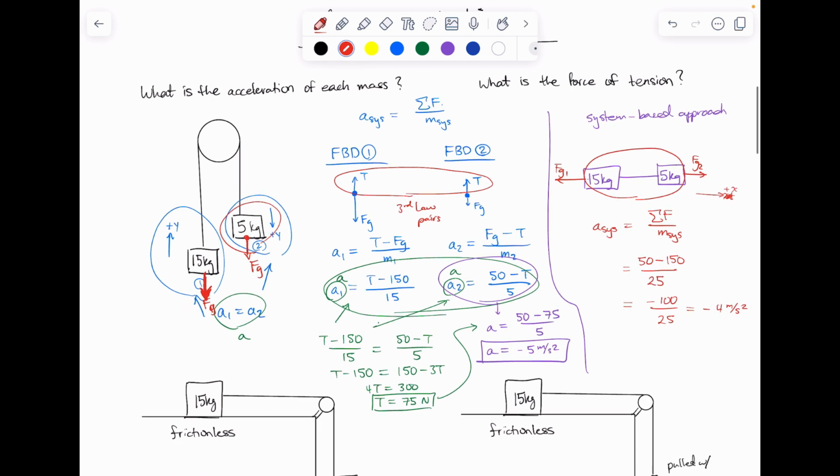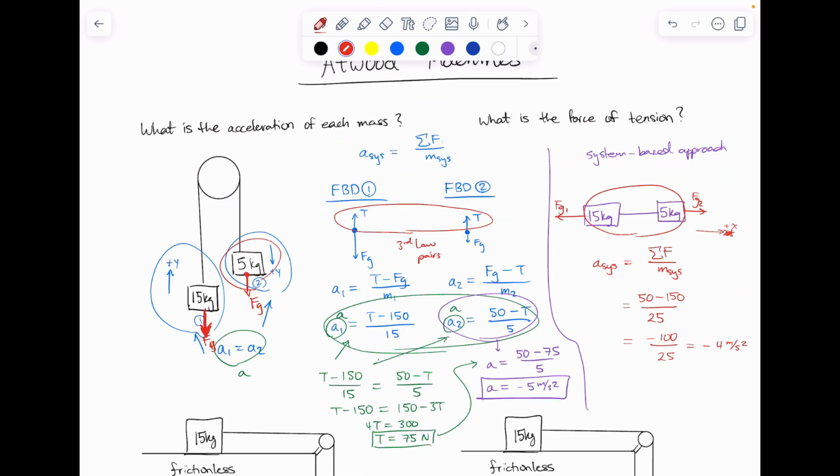Let's see, did I do something wrong here? Oh, that's my bad. Whoops. This should be 20. This should be 20. So that makes this negative 5 meters per second squared. So we get the same magnitude answer. It just looks a little different, but we essentially get the same acceleration.